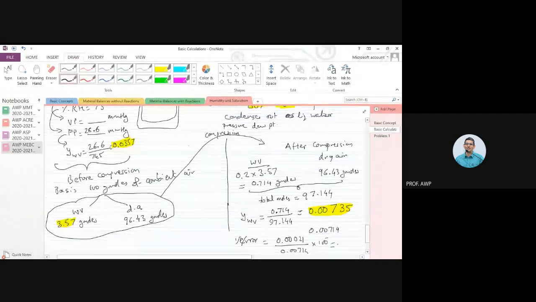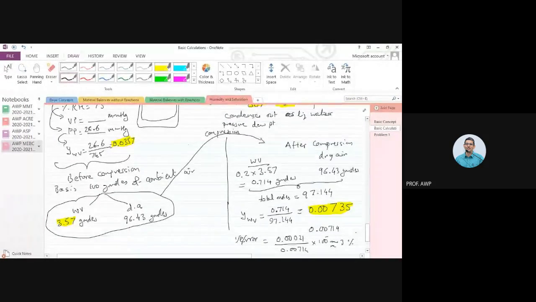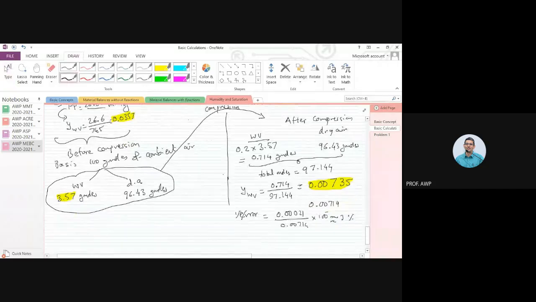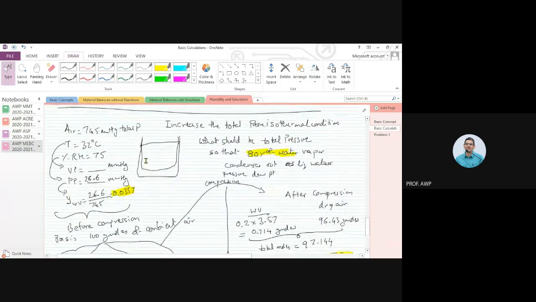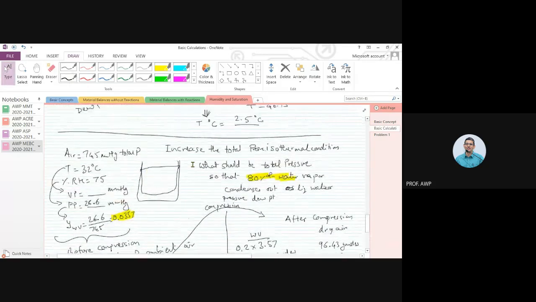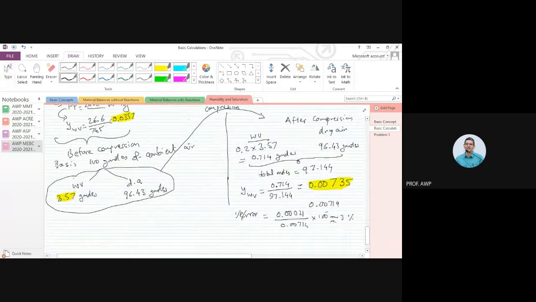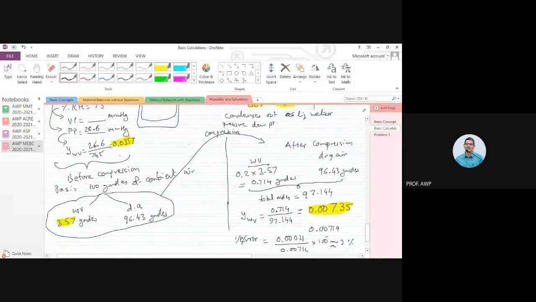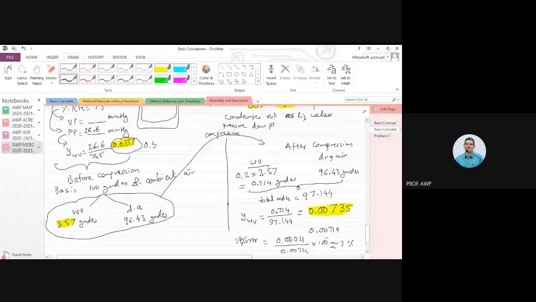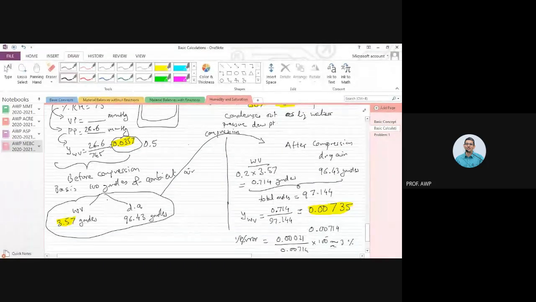Error is about 3%. Okay, now 3% error is perfectly acceptable. Only thing is, suppose instead of talking about air and water vapor, suppose this mole fraction, in some other situation, was something like 0.5. Now it would make a significant difference.